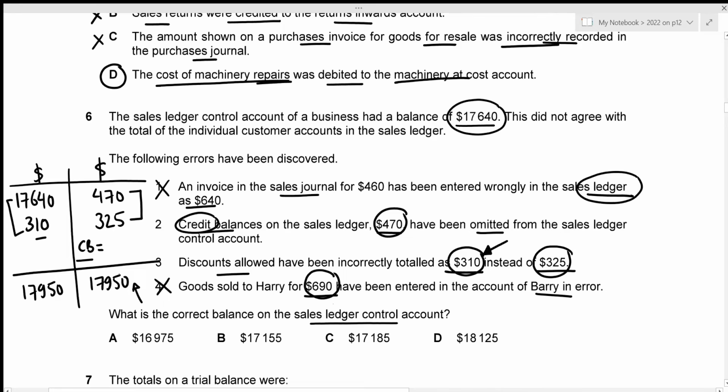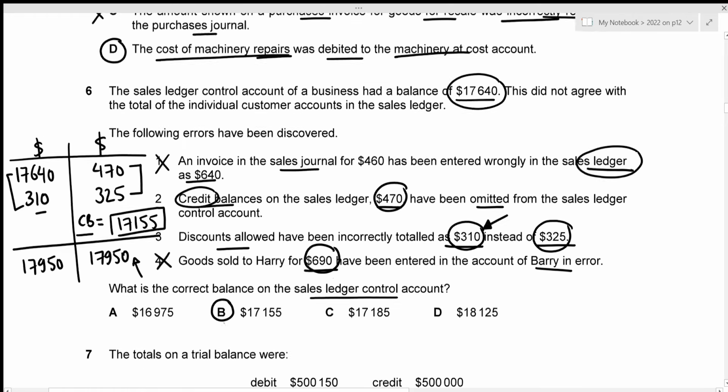In this case, that will be 17,950 minus 470 minus 325, which results in 17,155. So this is the correct balance on the sales ledger control account, which is given in option B. That will be our answer. This concludes question number 6. We can now move towards question number 7.